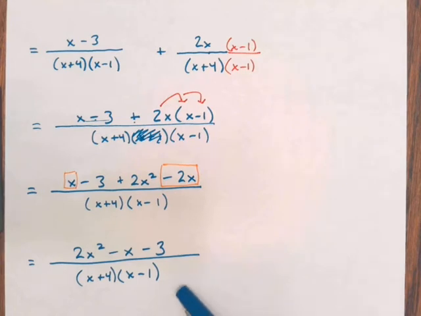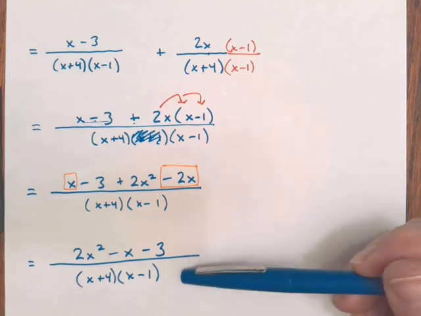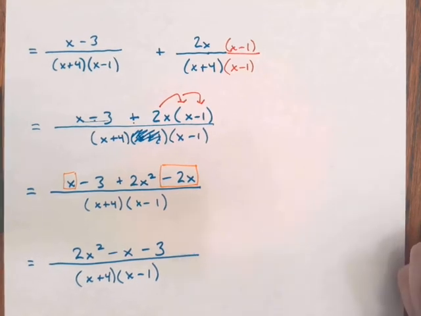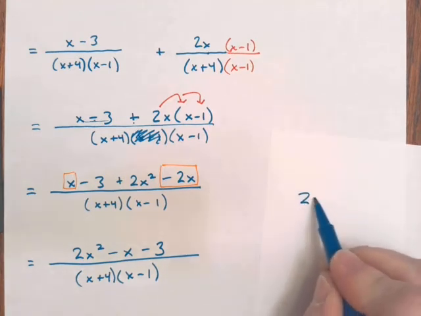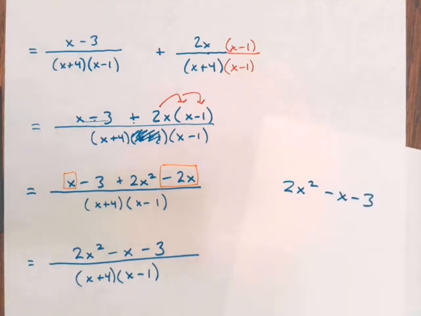So now I have gone through and added or subtracted, but we do want to simplify this also, which means we need to factor the top and the bottom. The bottom's already factored, so we just need to factor the top and determine if we can simplify this at all. To do that, let me do a little scratch work off to the side. I have a 2x squared minus x minus 3. I want to go through and factor that.